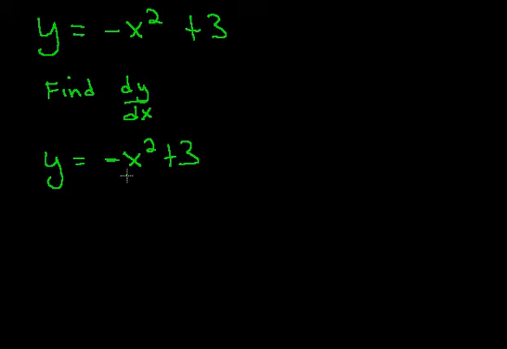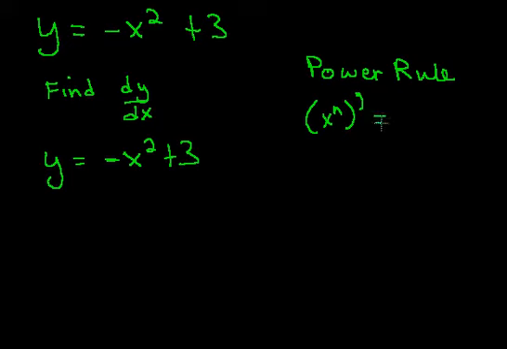And so to do the first term, let's do one term at a time. For this term, we need to use what we call the power rule. So I'm going to write that down, the power rule. And the power rule just basically says that x to the n prime, or the derivative of x to the n, equals nx to the n minus 1.